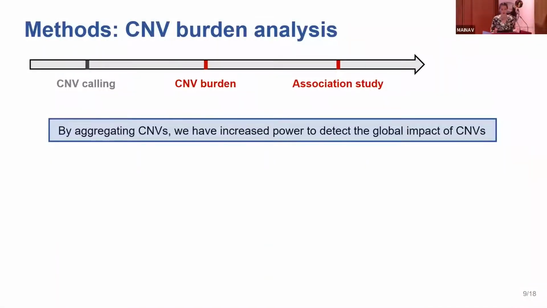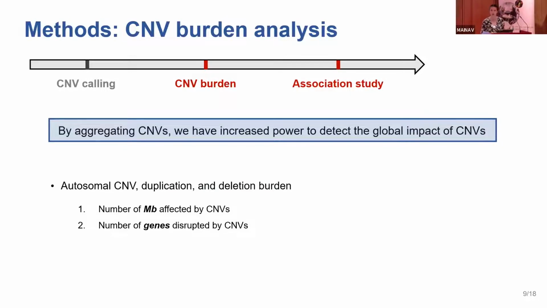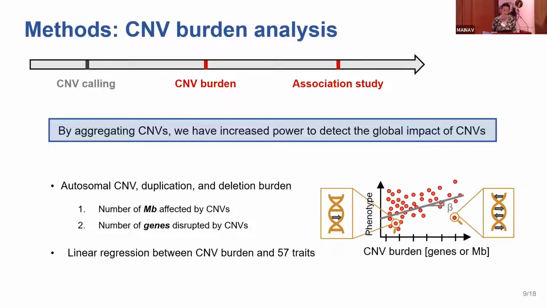So up to now, I've focused on CNVs in isolation, but it's also possible to aggregate them in order to look at their global impact on the phenotype. And the first step to do that is to calculate each individual's autosomal CNV burden, either as a number of megabase pairs or genes that are affected by them. And we can then use these newly calculated matrices in order to perform linear regression with the same 57 traits that we assessed with the CNV GWAS.